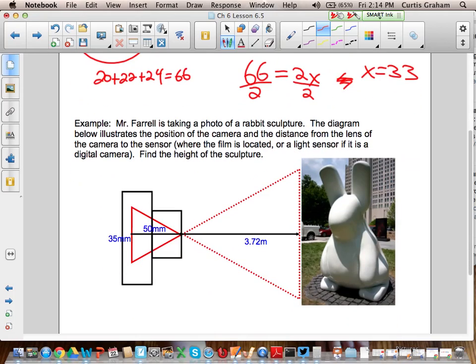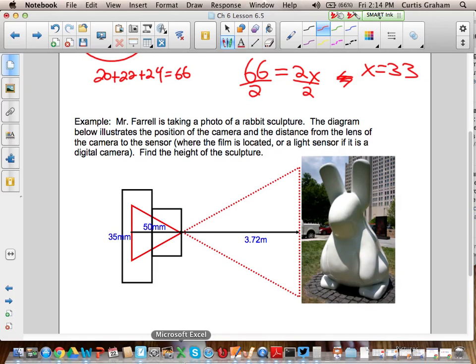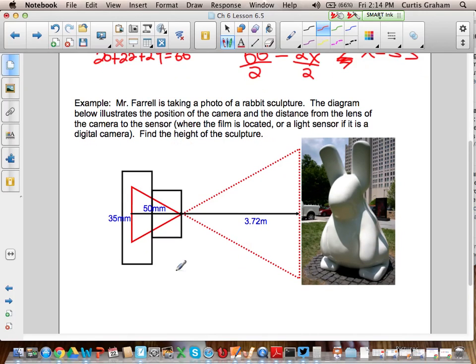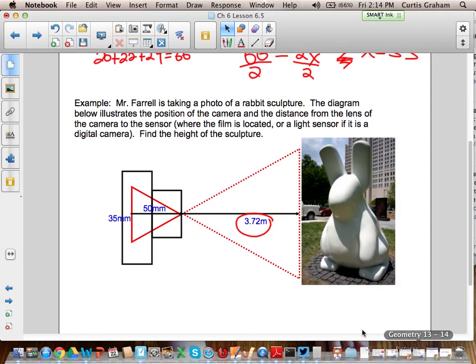Mr. Farrell has taken a photo of a rabbit sculpture. Diagram below illustrates the position of the camera relative to the sculpture. So let's go ahead and figure out how tall this bunny rabbit is. We could probably come up with a couple good ideas. It looks about man height, so that would be a good estimate to make sure whatever I'm doing is correct. Couple things I'm going to have to notice in here. I'm given meters instead of millimeters, so I need to make sure I do that conversion.